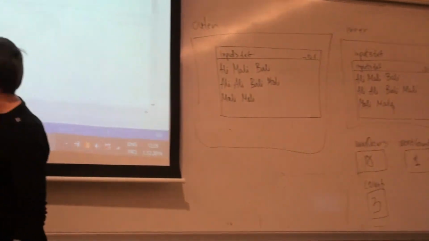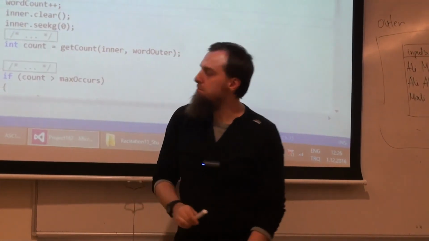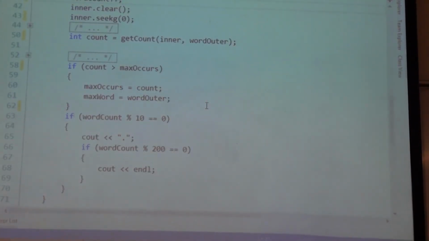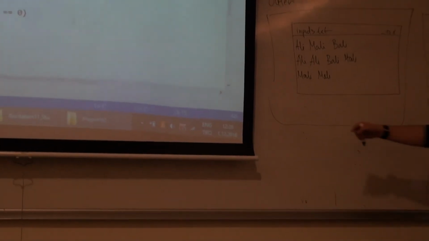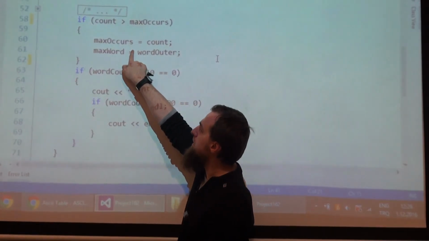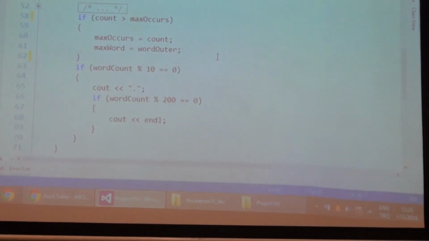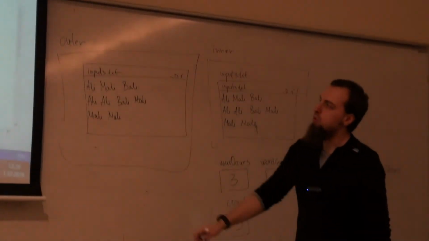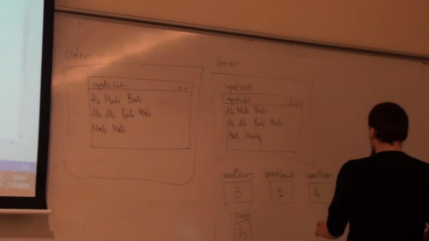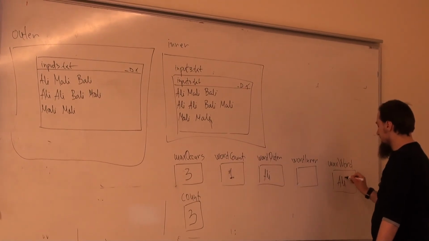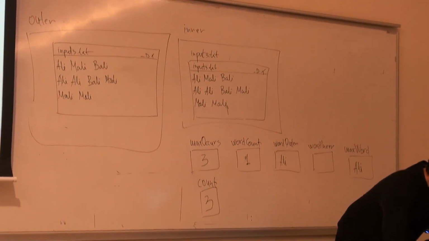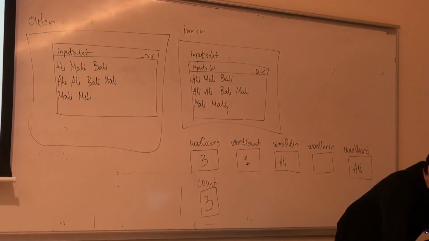Now I go here and I ask, if count is greater than max occurs. Now, if this count of the word that I've just found, 3, is greater than 0, yes. Then what I'm saying is, for the time being, up until now, this is the most frequently used word. That's why max is going to be 3, and the max word is going to be word outer, so the max word is going to be Ali, okay? Now we are not going to deal with this stuff here. We go to the beginning, to this while.